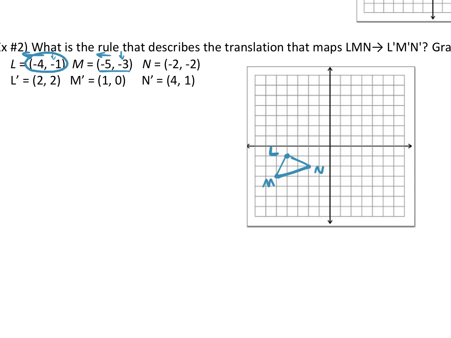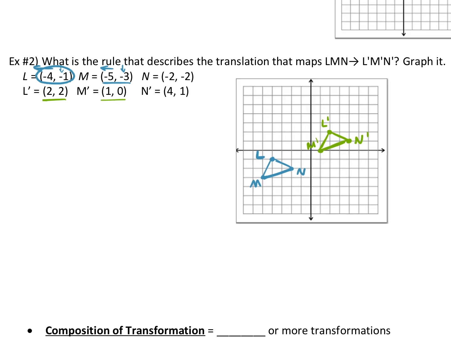Now we do the primes. L prime is at 2, 2. 1, 2, 1, 2. That is L prime. And make sure you're labeling them, okay? I need to know what is L and what is L prime. It's very important. M prime is at 1, 0. And then N prime is at 4, 1. 1, 2, 3, 4, 1. All done. N prime.